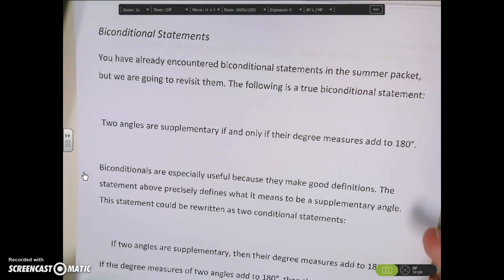All right, so biconditional statements. You've already encountered biconditional statements in the summer packet, but we're now going to revisit them. The following is a true biconditional statement. Two angles are supplementary if and only if their degree measures add to 180 degrees.